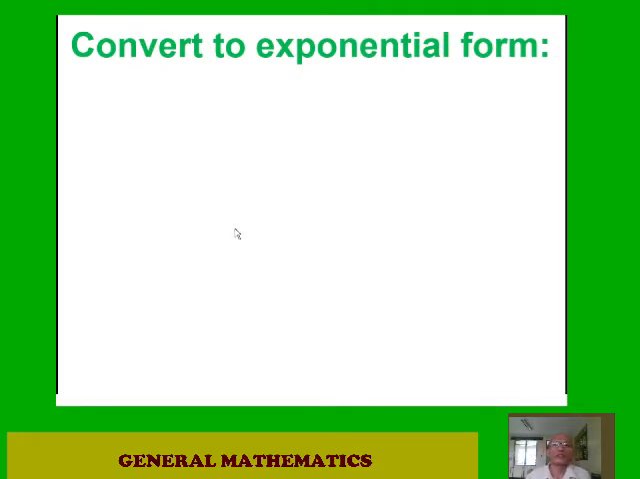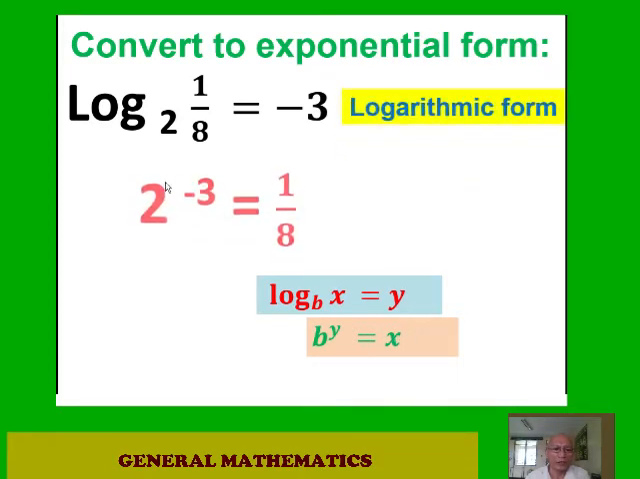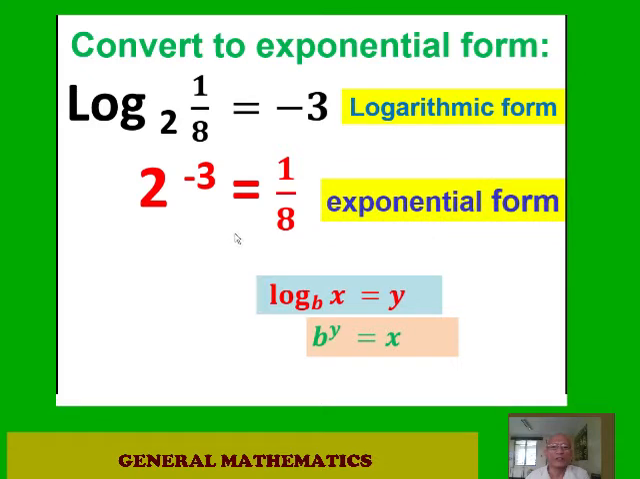Convert logarithmic form to exponential form. So log 1/8 base 2 equals negative 3. 2 here is the base in exponential form. Negative 3 is the exponent in exponential form. Take note of our equivalent logarithmic and exponential form. So our exponential form, 2 raised to negative 3 equals 1/8. Okay, this is our exponential form.